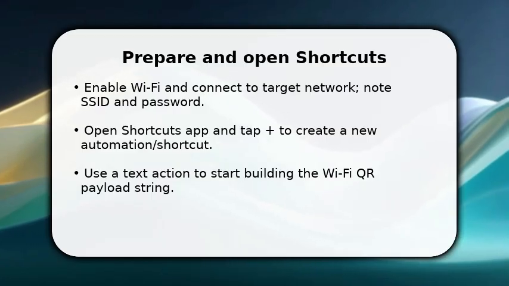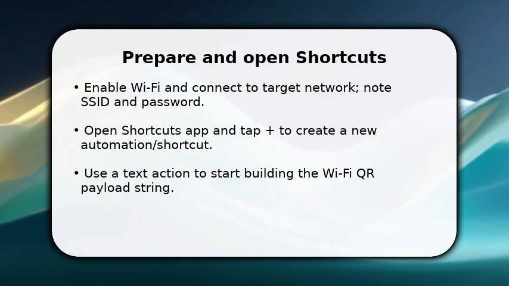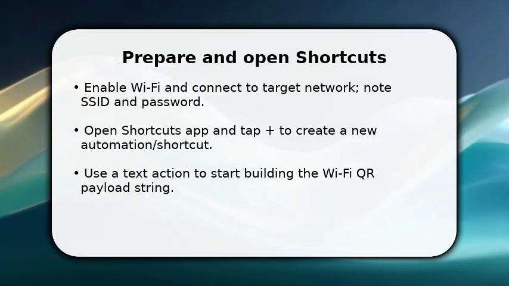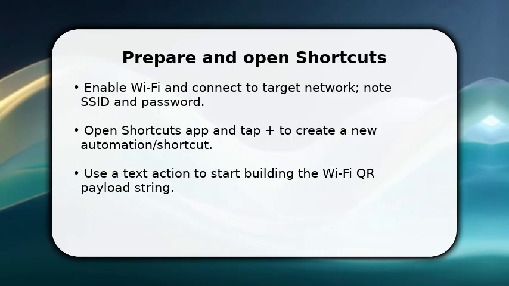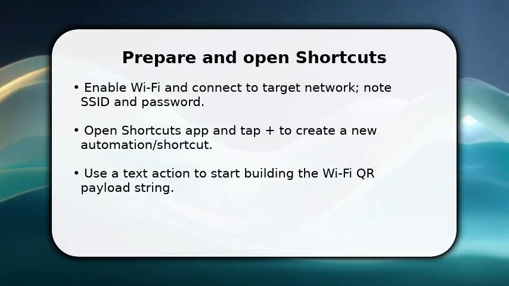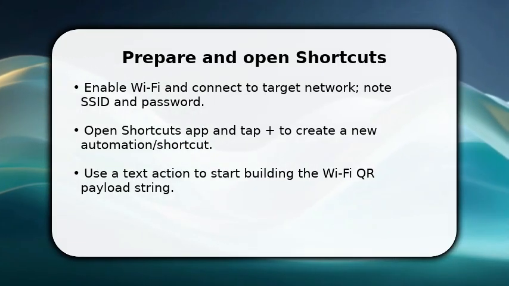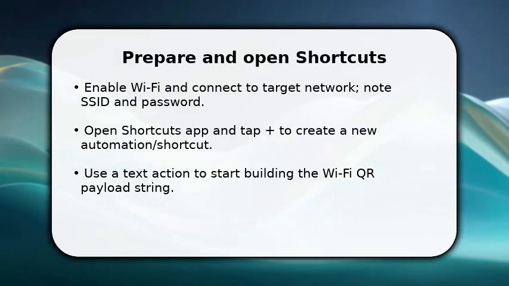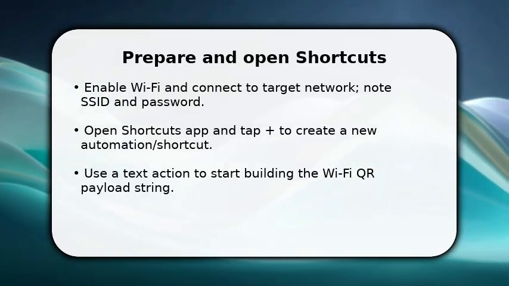You start by confirming the iPhone is connected to the Wi-Fi you want to share, and you write down the SSID and password. This avoids guesswork later. Once done, open Shortcuts and create a new shortcut. We use shortcuts because iOS doesn't show a ready QR generator for networks.